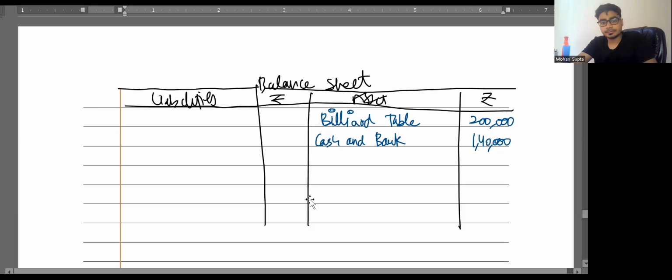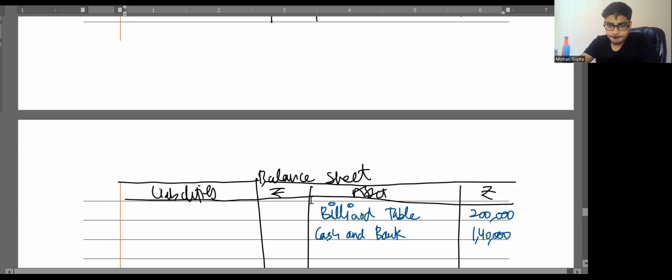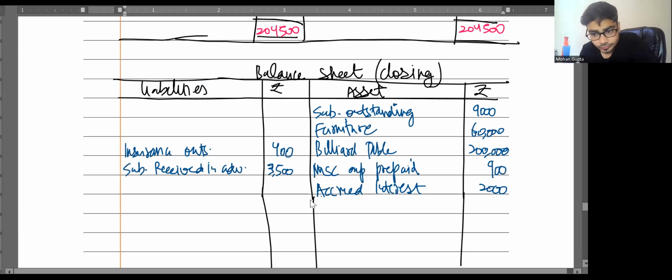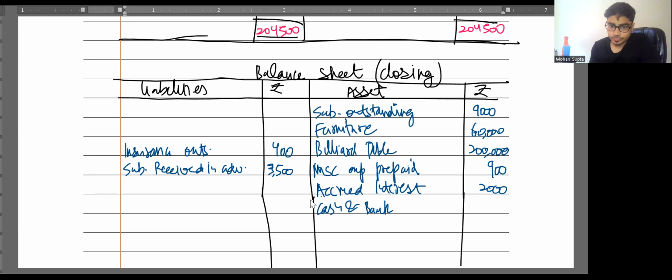Okay, and then assets, cash and bank for closing as well. What is the amount? Amount is 98,500.